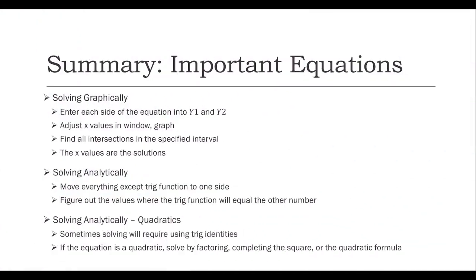In summary, when we're solving graphically, we enter each side of the equation into y1 and y2. We adjust our x values in the window and hit graph. We find all intersections in the specified interval, and then the x values are the solutions. For solving analytically, we move everything except the trig function to one side, and we figure out the values where the trig function will equal the other number.